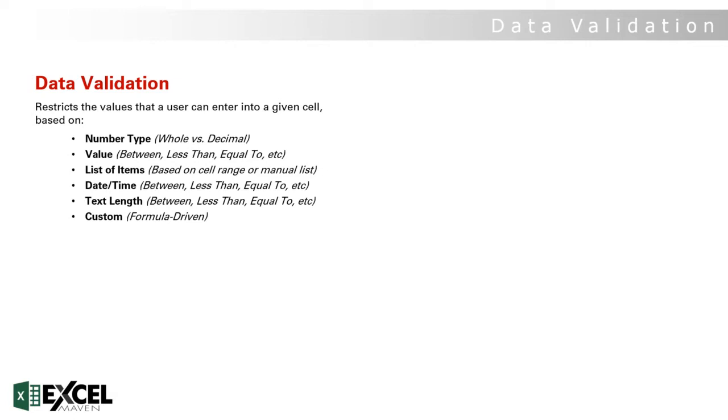Things like the number type, whole number versus decimal. You can assign a value range or use logical operators like between, less than, greater than, equal to, etc. You can restrict based on a list of specific items, based on dates or times, text length, and even custom restrictions that are based on your own formulas.